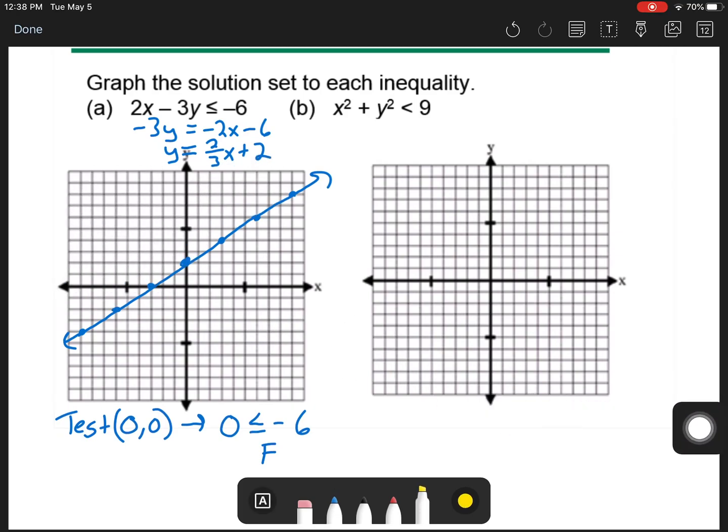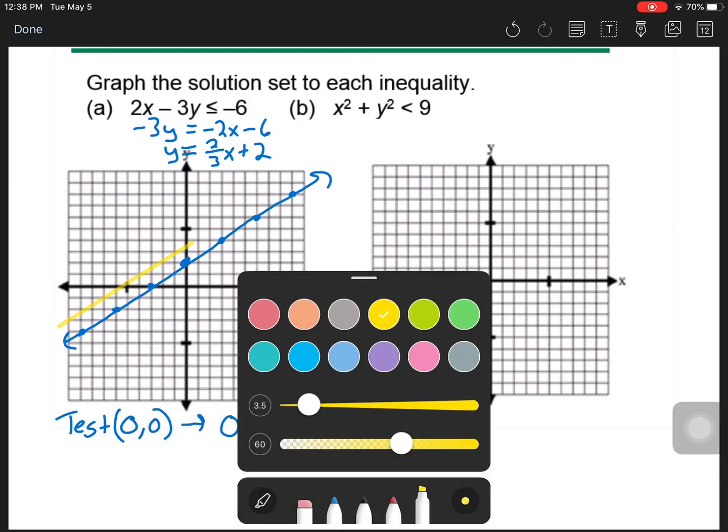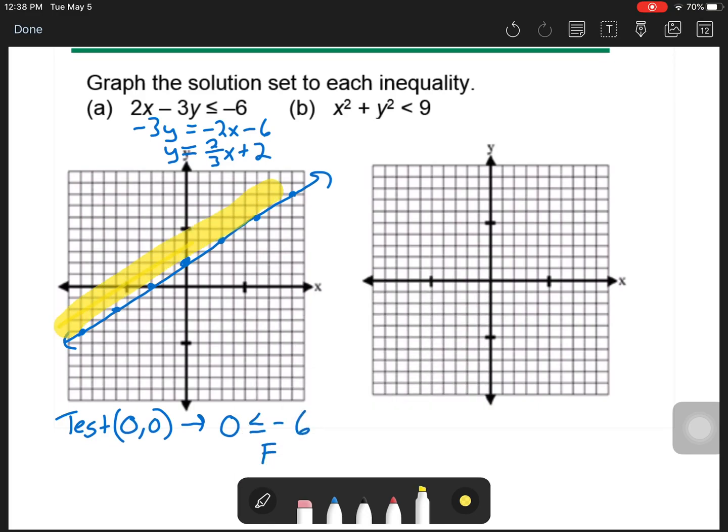So when I shade for my solution, I'm going to shade over here.